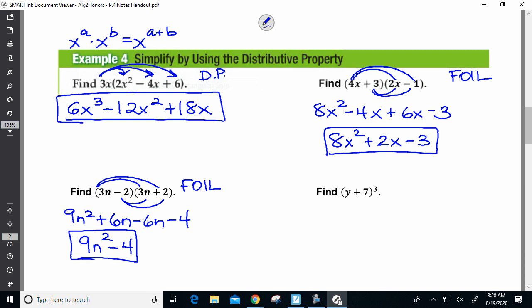So this fourth example, y plus 7 raised to the third power. So think about what I said we can't do yesterday. So yesterday, we can't do y to the third plus 7 to the third. That's not going to happen. So what should I do to that problem? What should I do first? Anybody got any guesses? All right, go for it.